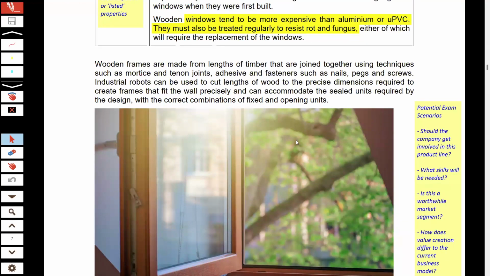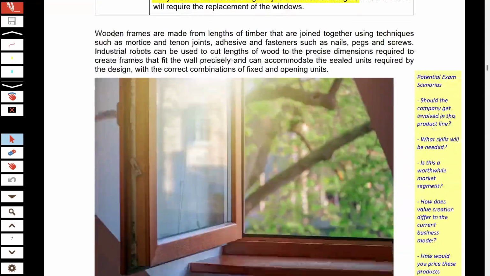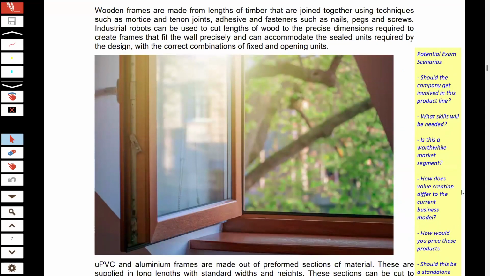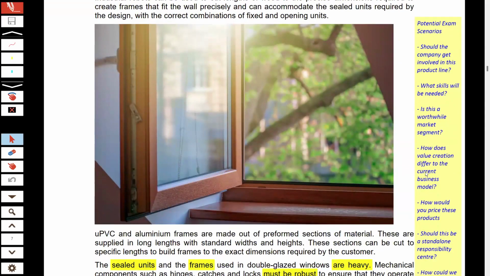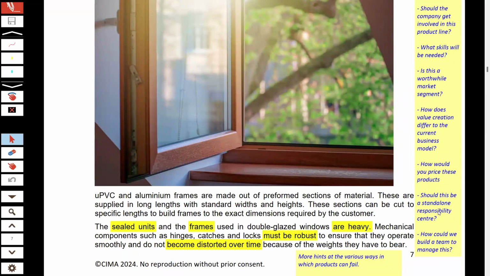What kind of new equipment might we need in the factory? What would be the source of our wooden frames? Is it a worthwhile segment? Would this fit with the current business model? How would we price this product? Pricing strategy. If we were to go into these more bespoke wooden frames, would we make that a standalone division, a standalone profit center? So thinking now about P2 responsibility centers, how would we set KPIs for that?